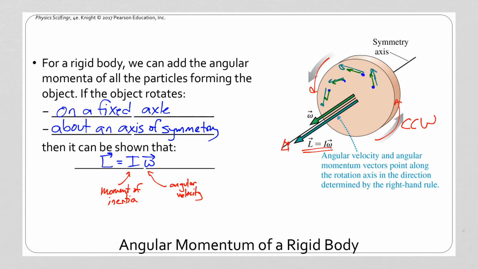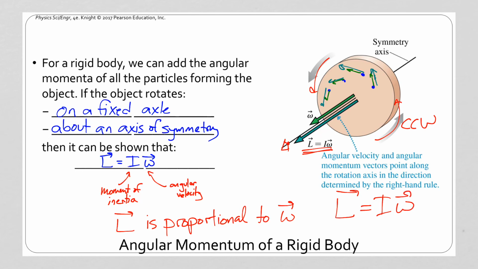And so the angular momentum vector would be proportional to the angular velocity. And this shouldn't be surprising, as this relationship directly parallels linear momentum. If the object is rotating about some other axis, or it's free to rotate about some arbitrary axis, then the angular momentum can be a pretty complicated function. But for these two cases, we can find the angular momentum for a rigid object pretty easily.